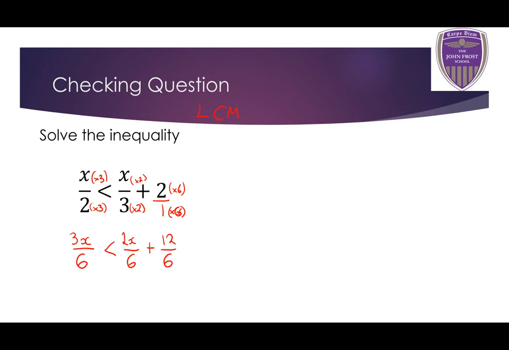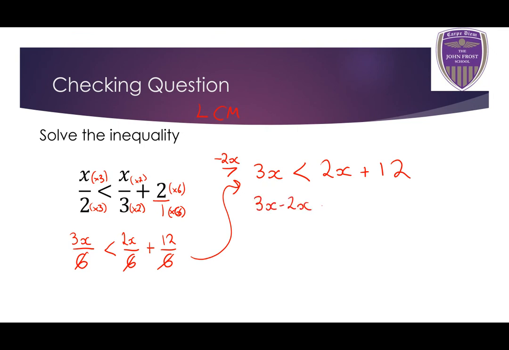Now we can use that sneaky trick again, because we've got the same denominators. We can get rid of them. Okay. Now I'm just going to rewrite this up here. Give me a bit more space. So I've got 3x is less than 2x plus 12. To rearrange this, I'm going to take away 2x from both sides. That will get rid of the 2x on the right-hand side. So 3x take away 2x is less than 12. 3x take away 2x is x. And that leaves me with x is less than 12.